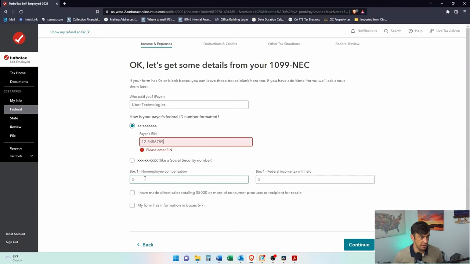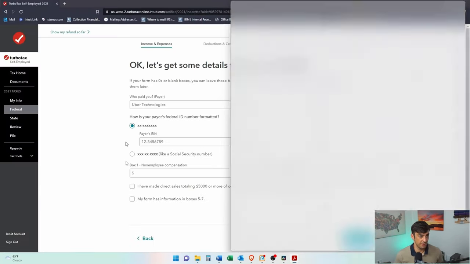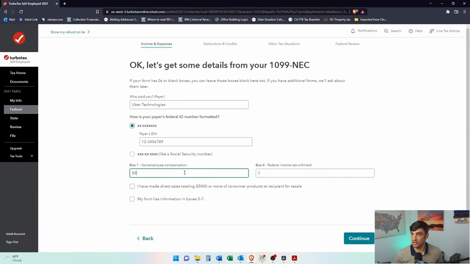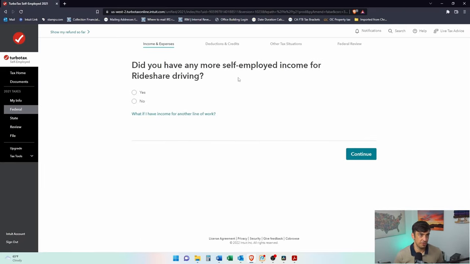Non-employee compensation, box 1, right here. That's where we're going to put it. So this is 984.84. There's no taxes withheld, and neither of those boxes are checked. Continue. Did you have any more self-employment income?